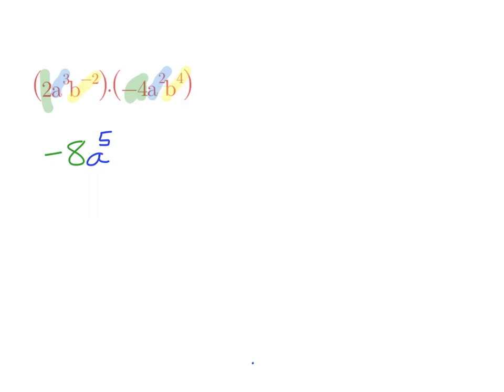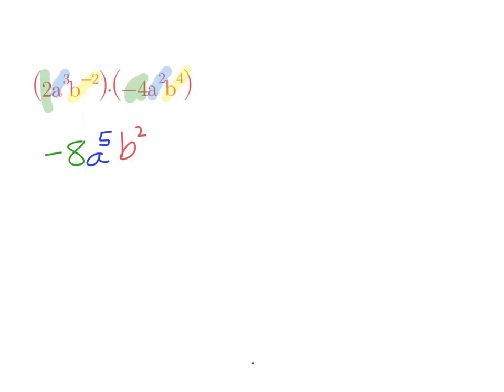What do I do with those powers? You still add them, right? Negative 2 plus 4 is what? 2. So that becomes b squared. How many of you had that? Okay, good. So let's keep in mind our power rules, okay? When you have exponents with the same base and you're multiplying, you just add the powers.